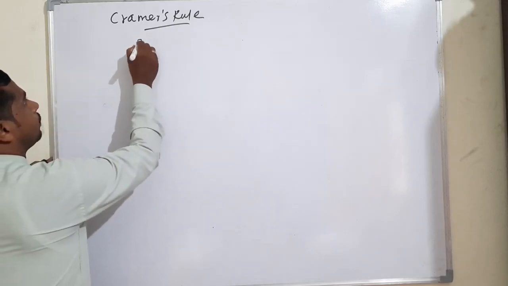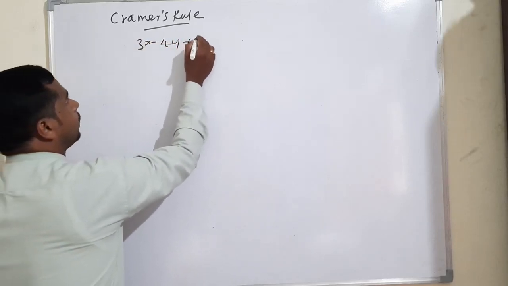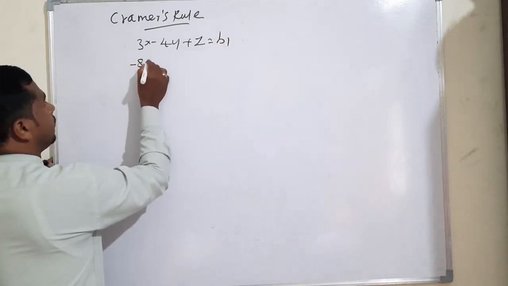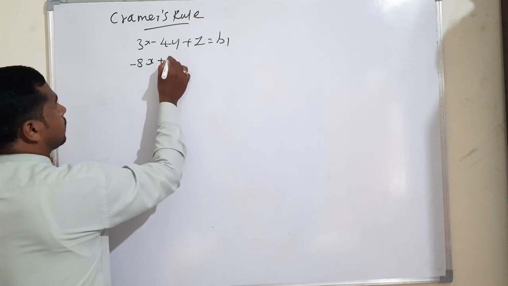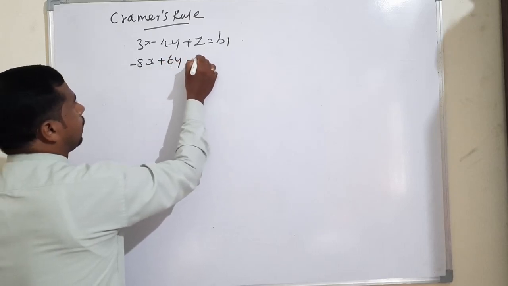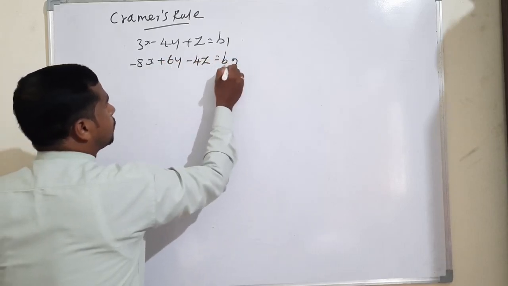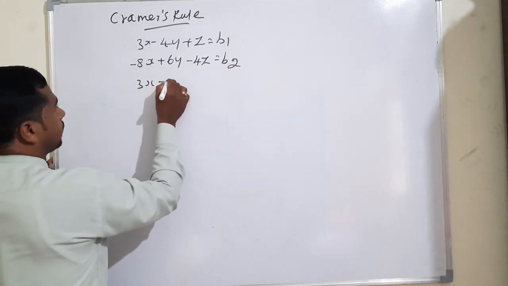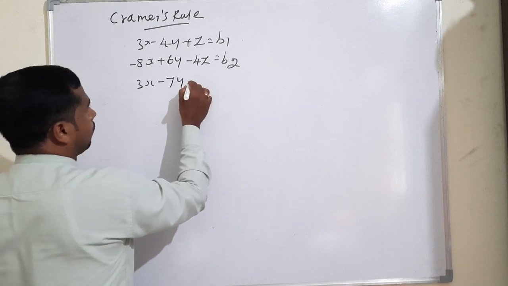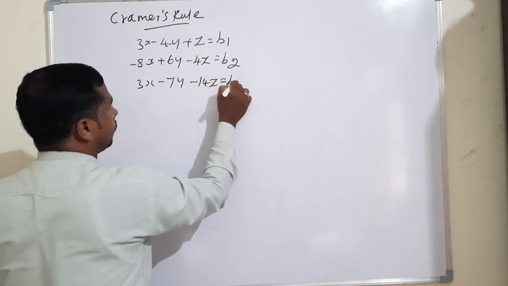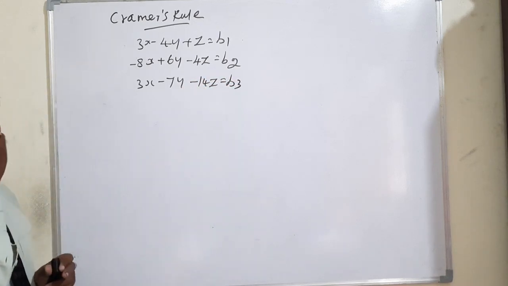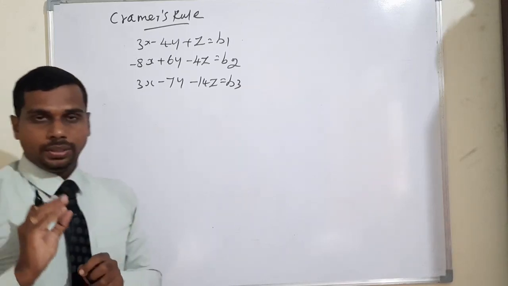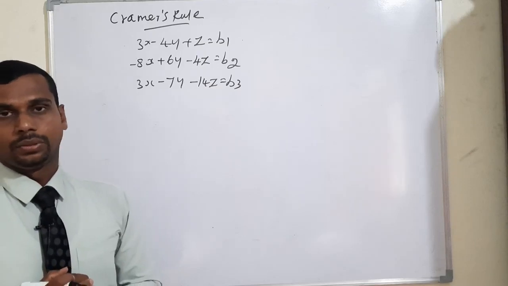The terms are actually 3x minus 4y plus z is equal to b1. Then minus 8x plus 6y minus 4z is equal to b2. Then 3x minus 7y minus 14z is equal to b3. Consider these three as the basic equation form. That is actually one of the two important rules in Cramer's rule.